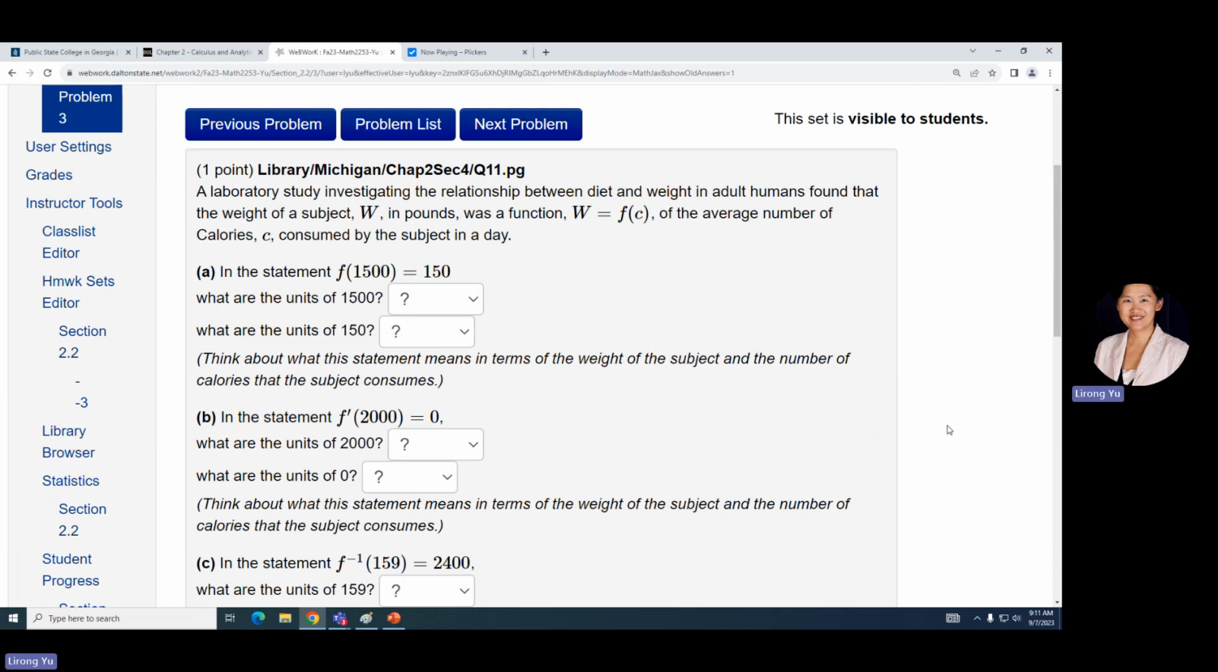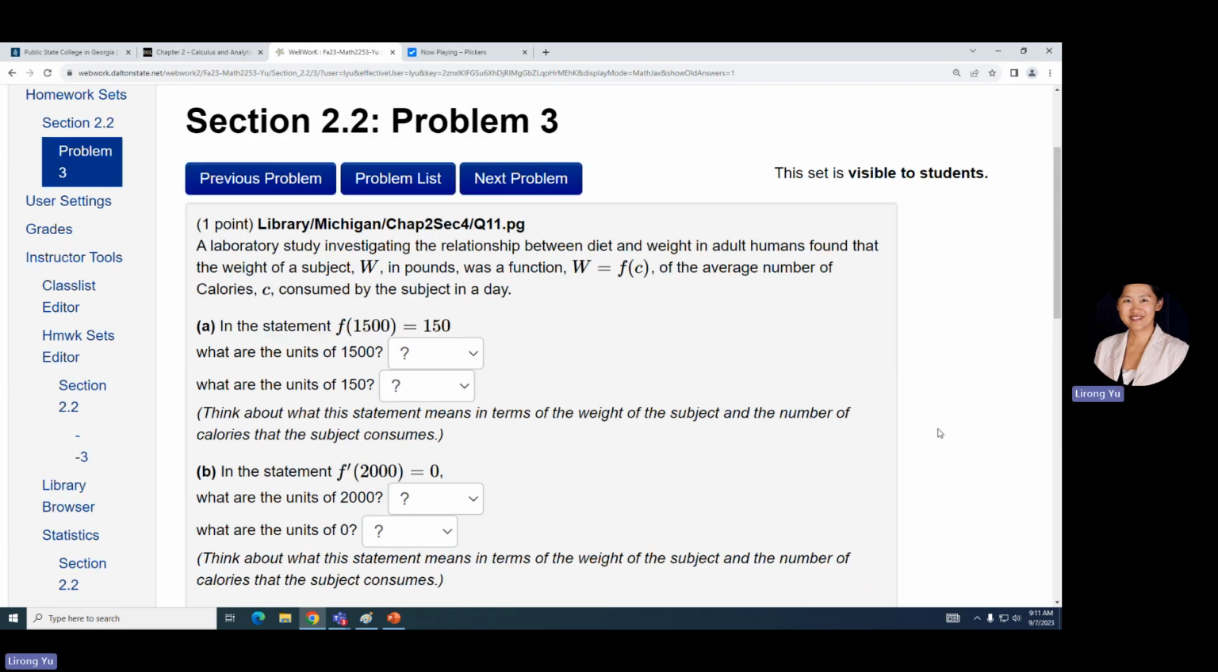All right. Question 3 is quite abstract because it has a physical background, but then also the statement is explained. Okay, let's try to read through this. Relation between diet and weight. So we have W represent the weight, and what was the C? C is representing calorie. C as in calorie, W as in weight.